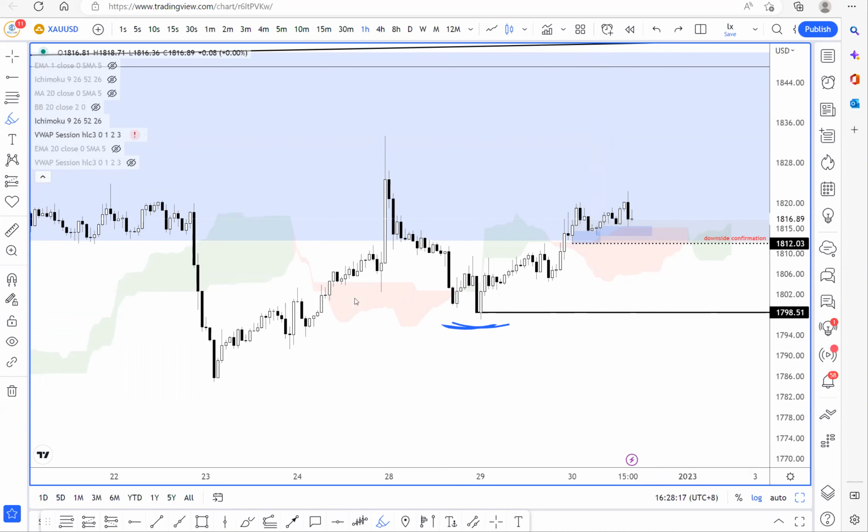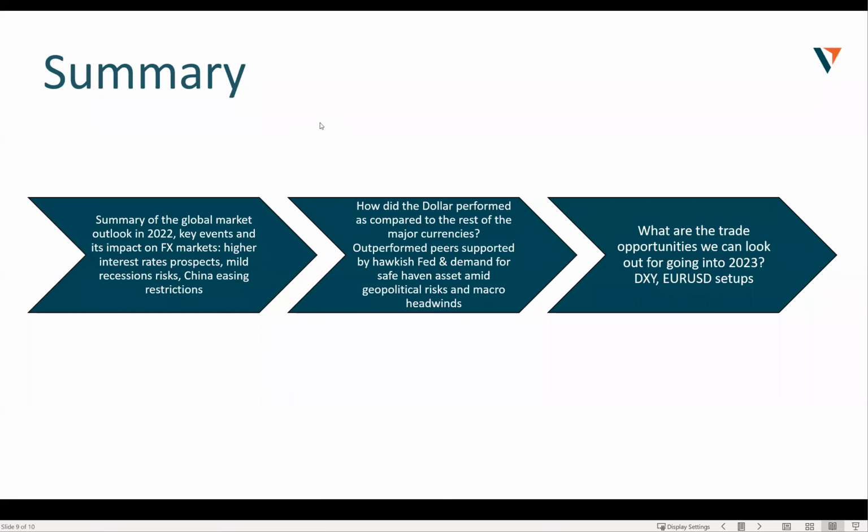So let me just bring back the slides. For today, we covered the global market outlook. Essentially the key themes for 2022 would be higher interest rates as well as inflation. Because of inflation, it has been forcing central banks to aggressively tighten their monetary policy in order to tame inflation. But we are also seeing mild recession risks, especially in the EU and UK region, where it's heavily reliant on energy imports, and also China easing its COVID restrictions. So we should be seeing its economy open up and hopefully a better pickup in activity next year.